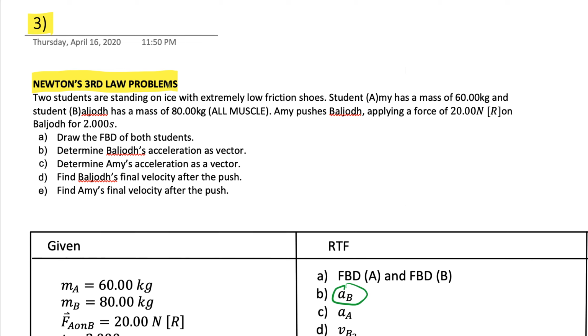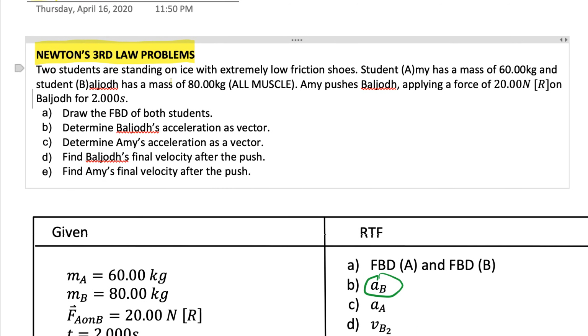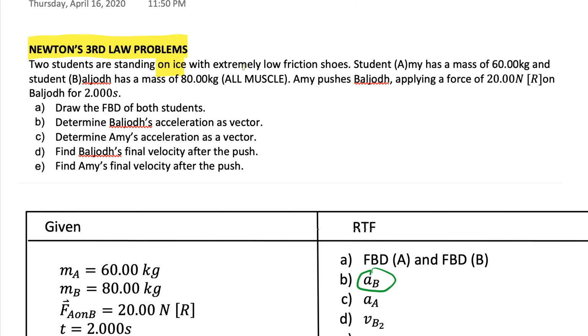So for example, if object A hits object B to the right, object B hits back with the same force, but to the left. So they're action-reaction forces, but they happen on different objects. So here in this example, we have two students, and they're both standing on ice with extremely low friction shoes. The idea behind this is with low friction shoes, we can ignore the forces of friction.